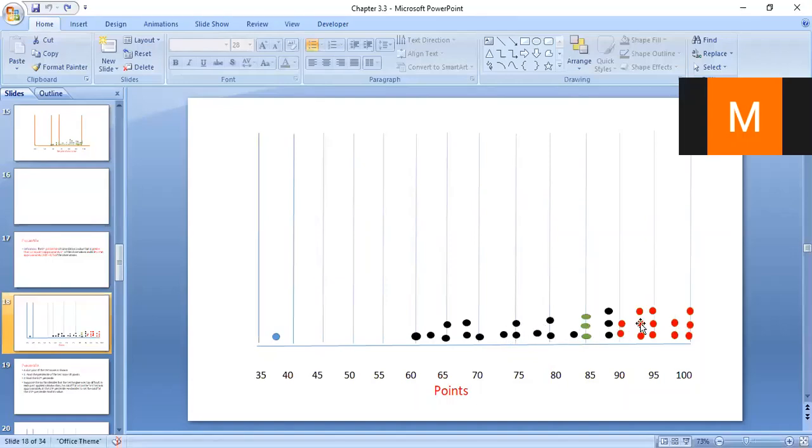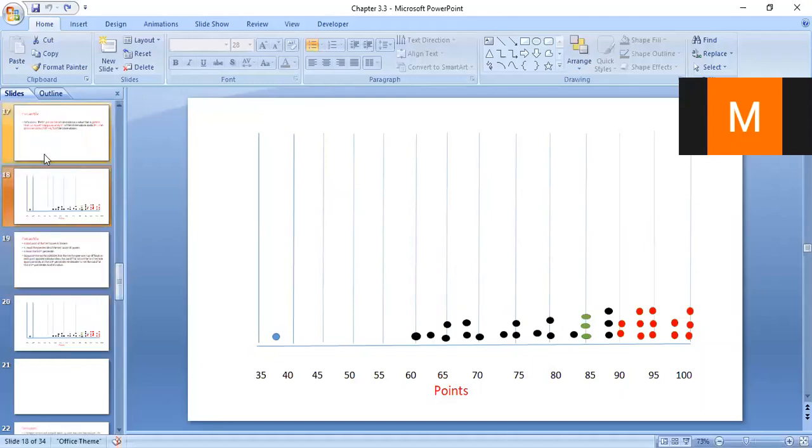Greater than 70, that's E. 1, 2, 3, 4, 5, 6, 7, 8, 9, 10, 11, 12, 13, 14, 15, 16, 17, 18, 19, 20, 21, 26. That is 26 over 100. That is percentile 26.